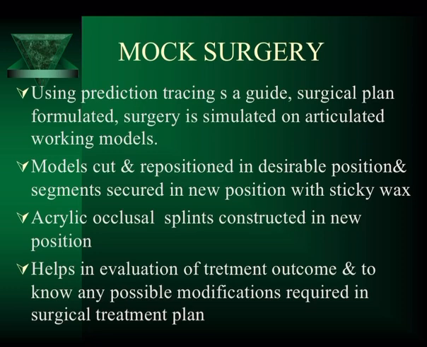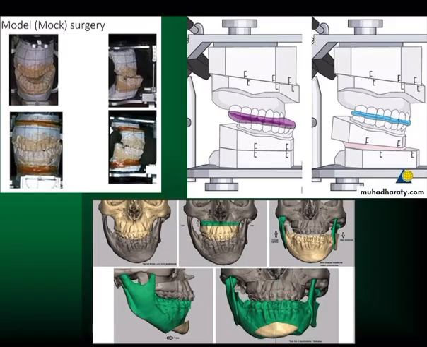Mock surgery: using prediction tracing as a guide, surgical plan is formulated, and surgery is simulated on articulated working models. Models are cut and repositioned in desirable position and segments secured in new position with sticky wax, and acrylic occlusal splints are constructed in the new position. This helps in evaluation of treatment outcome and to know any possible modifications required in the surgical treatment plan. This is a model or mock surgery being done on the cast.